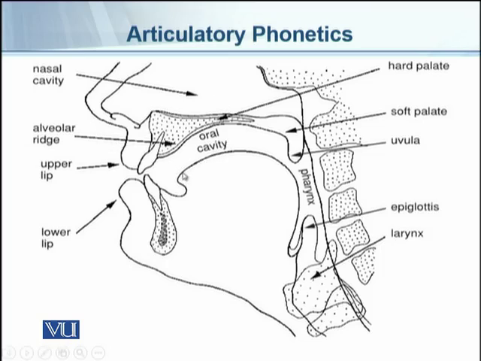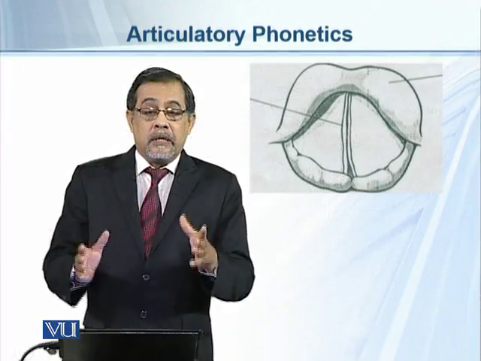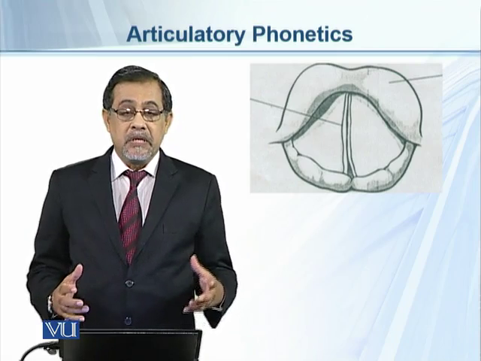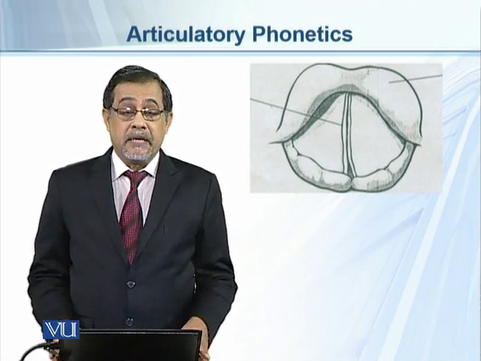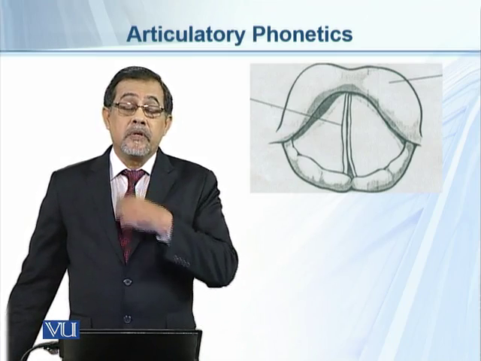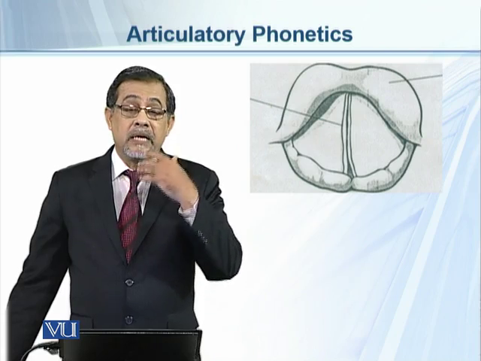Then we have the tongue. This is the tip of the tongue. Then comes the front part, then the mid area, the back area, and then the root. All these parts are very important. The lower jaw is the active articulator, and the upper jaw is the passive articulator. So understanding this is very crucial for understanding articulatory phonetics.